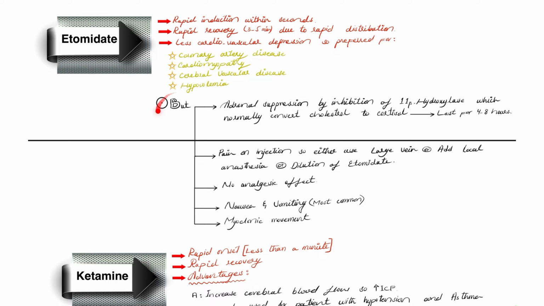But important side effects of etomidate: it causes adrenal suppression by inhibition of 11 beta hydroxylase, which normally converts cholesterol into cortisol, and this adrenal suppression lasts for 4 to 8 hours. It is painful on injection, so to make it painless during injection, you can use a large vein, or you can add local anesthesia, or you can dilute etomidate with injection water. It does not have any analgesic effect. The most common side effect is nausea and vomiting. In some patients, it may cause myoclonic movement.